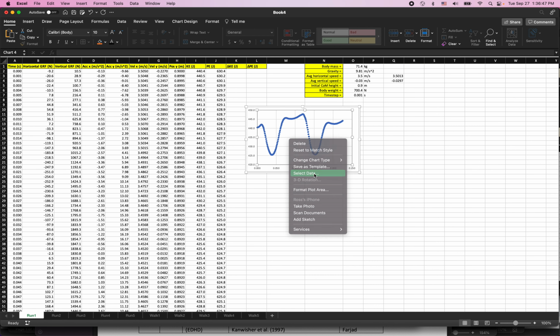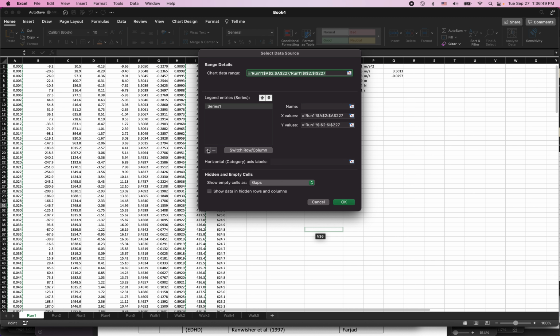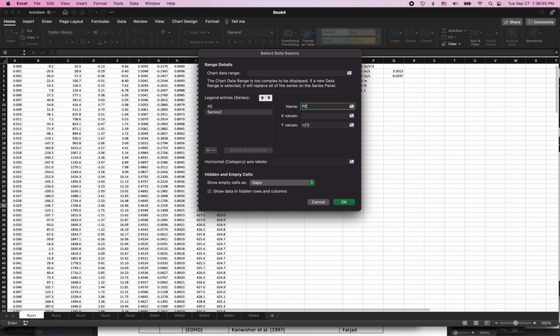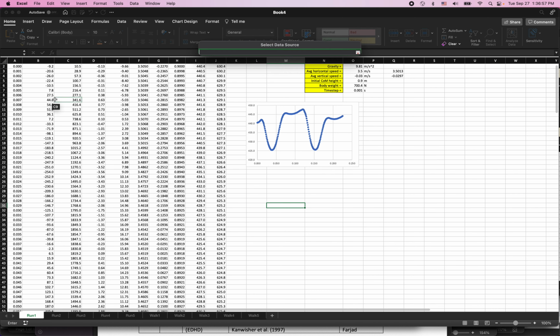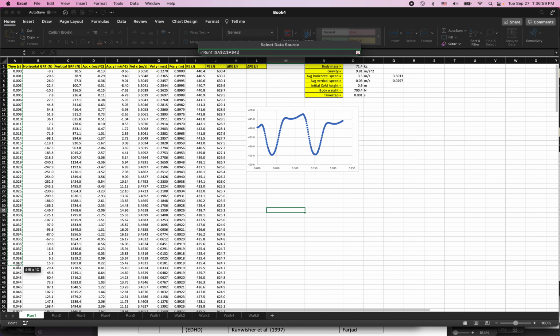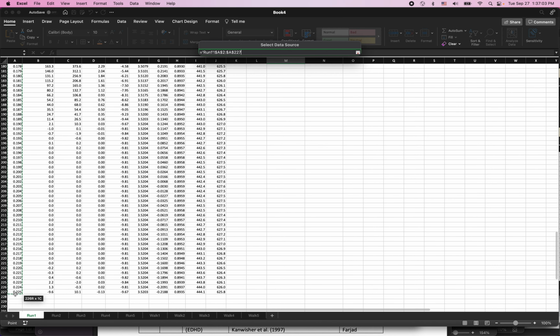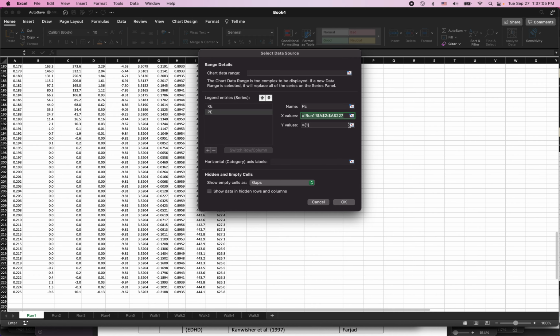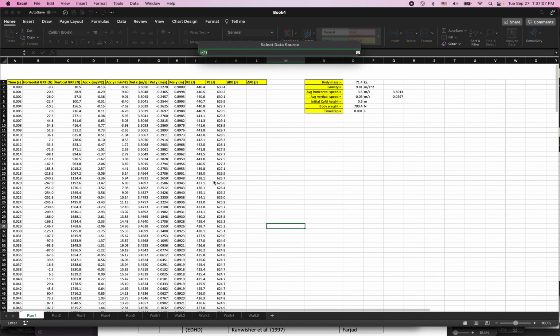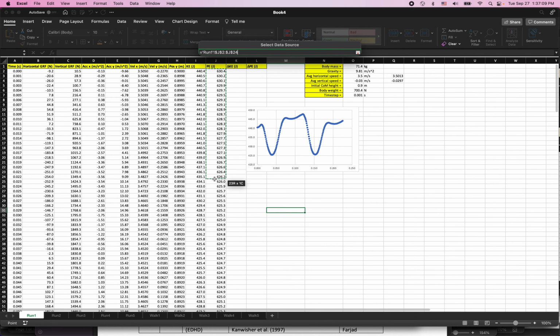So I'll go to Select Data. And then let's add. First, let's give this first one a name. That's kinetic energy. And the second one we'll call potential energy. And for x's, that's going to have time. There we go. And for y, it's going to have potential energy.